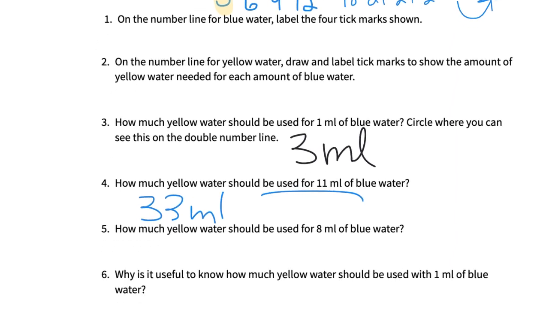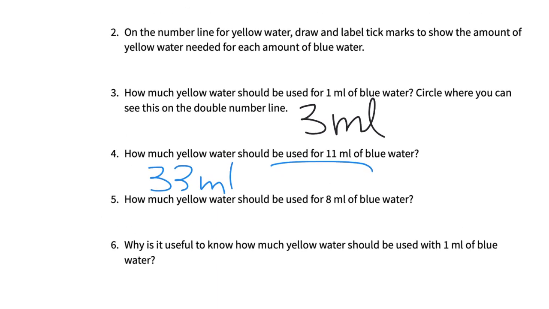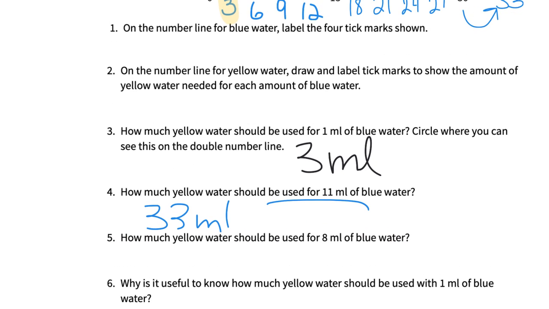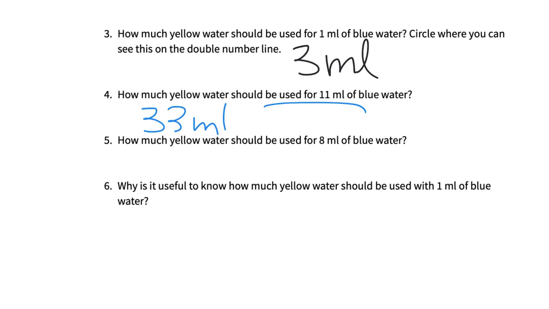And then how much yellow should be used for 8 milliliters of blue? So if we're doing this one right here, how much yellow for 8 milliliters of blue? Well, all we have to do is go up here and notice that there's our 8 milliliters of blue, which means we need 24 milliliters of yellow.